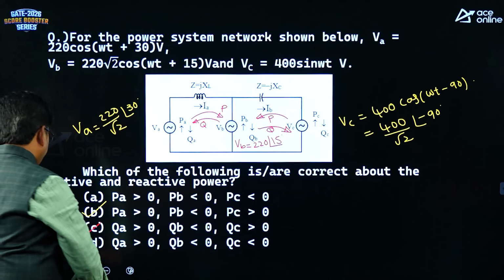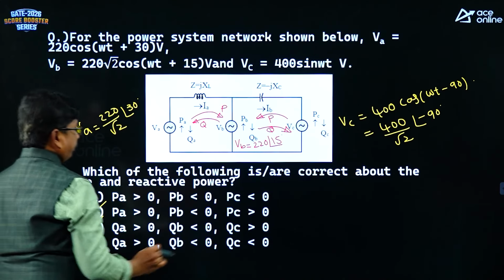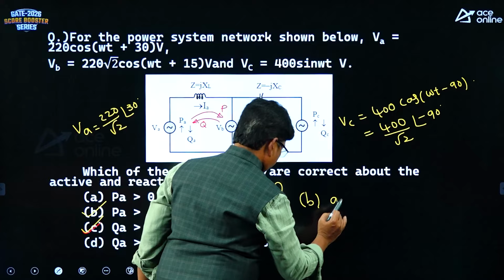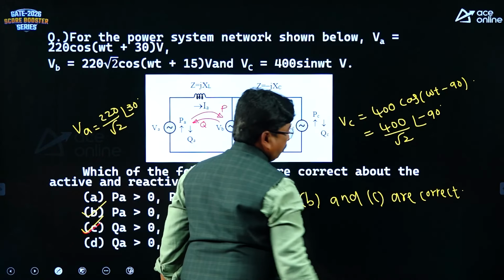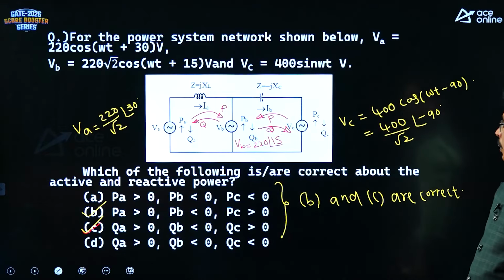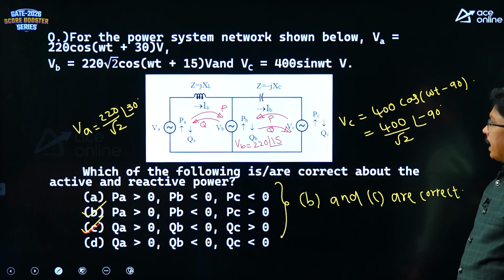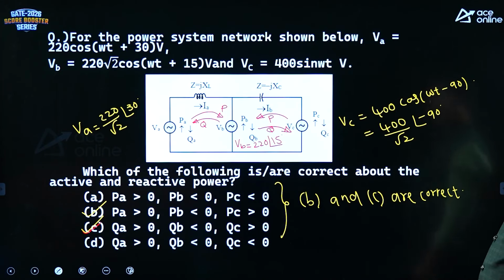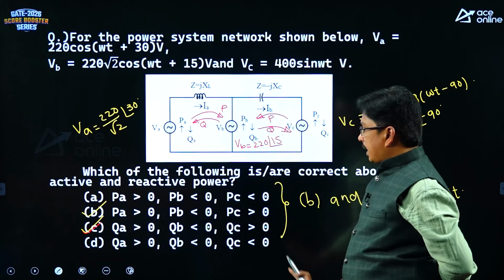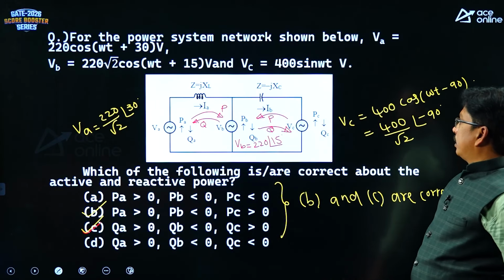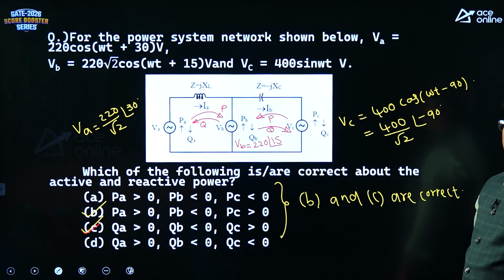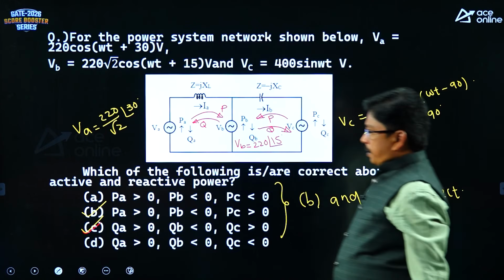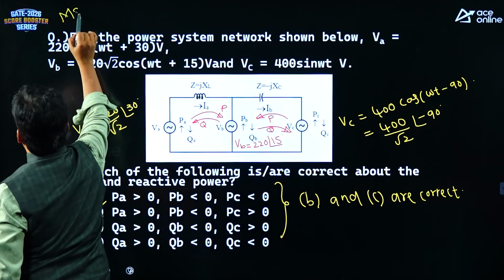So both B and C are correct. Please check it clearly. QA should be greater than 0, QC should be greater than 0, low voltage to high voltage, right? And QB direction and Q direction, both are in opposite direction. QB should be less than 0. Got it right? Perfect. So B and C are correct, right? So it is also MSQ.